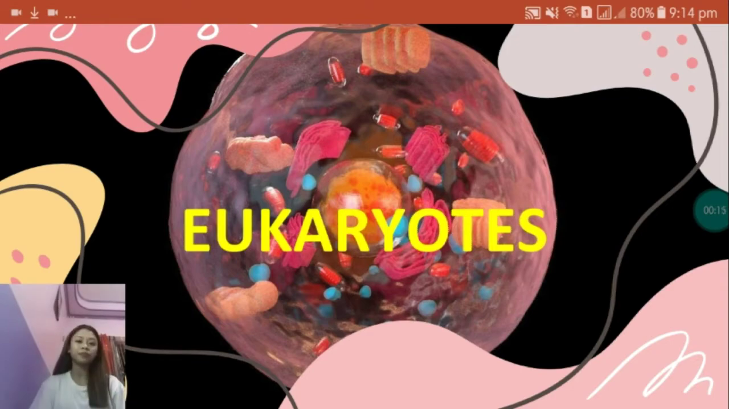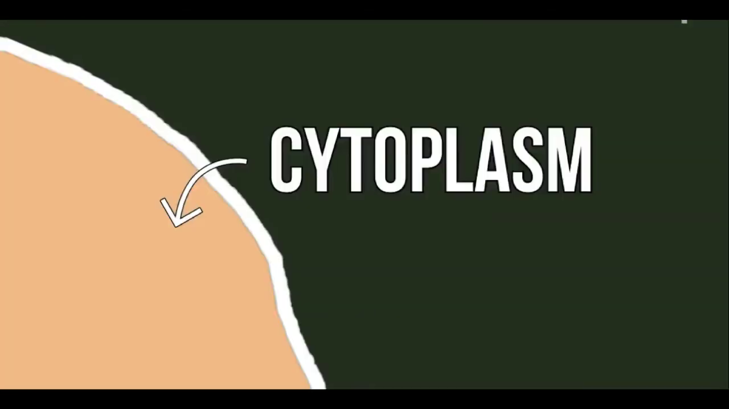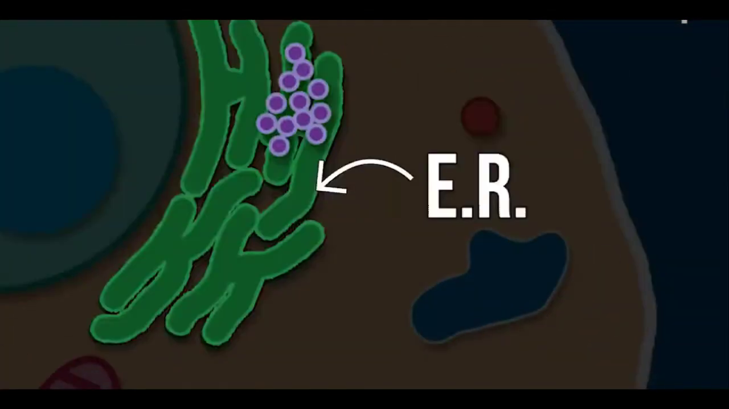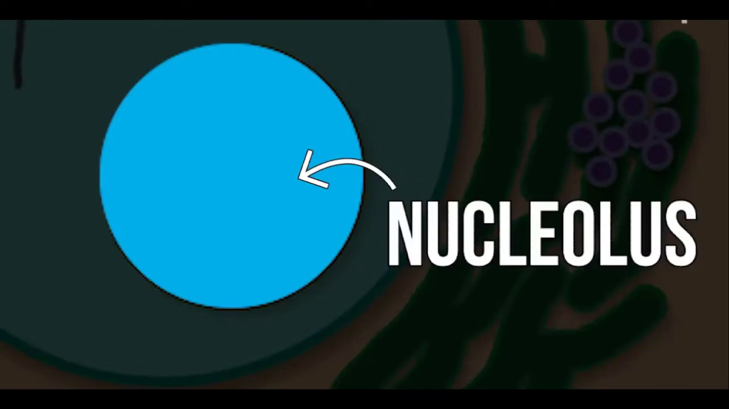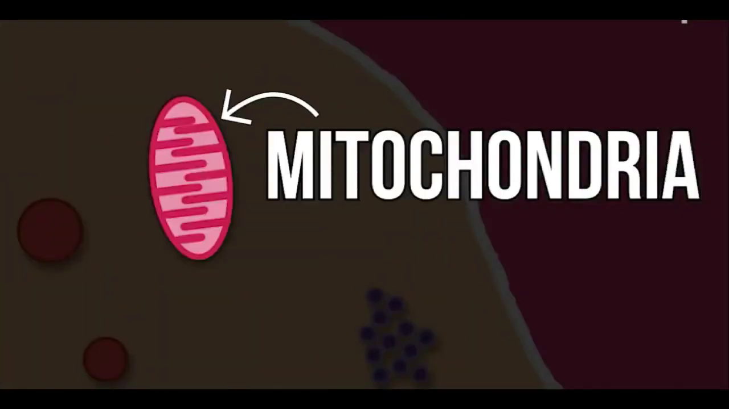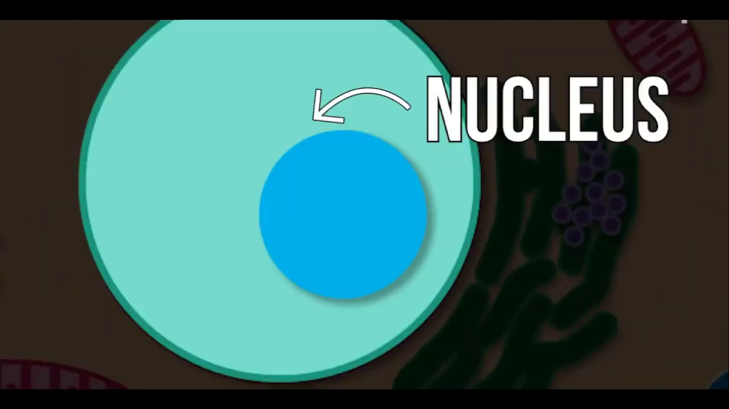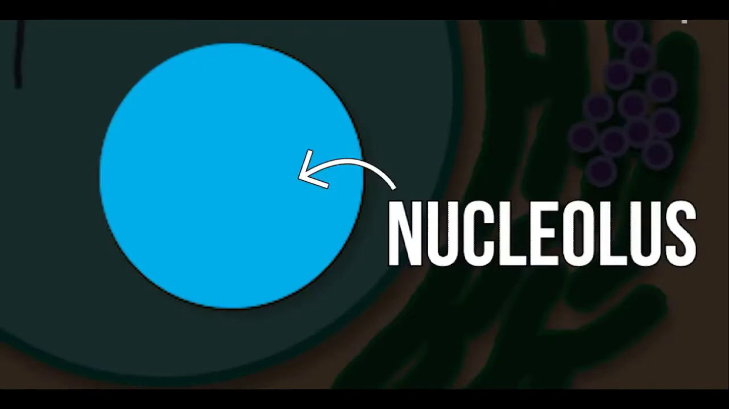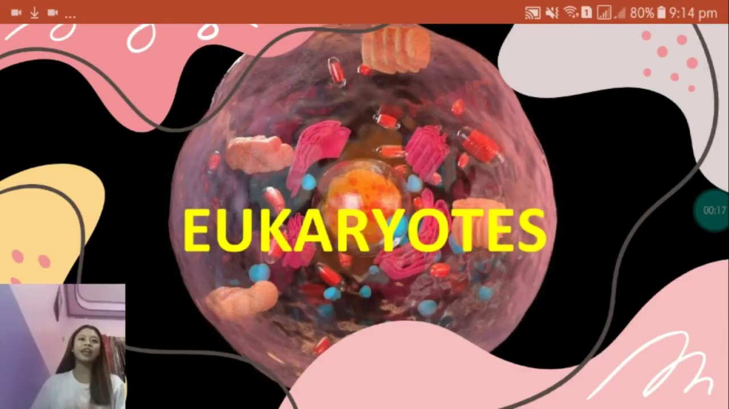Cell membrane, mitochondria, lysosomes, ribosomes, cytoplasm, nucleus, ER and Golgi body, the nucleolus. And yes, that's it.